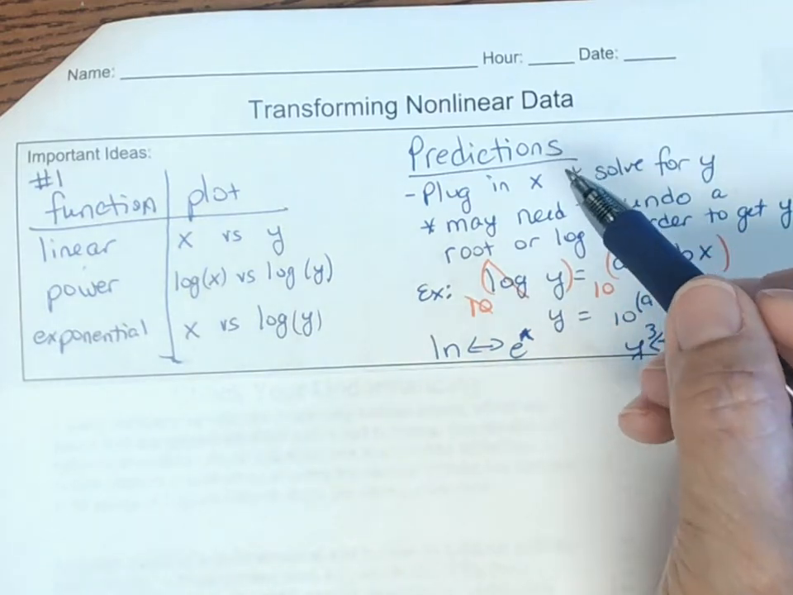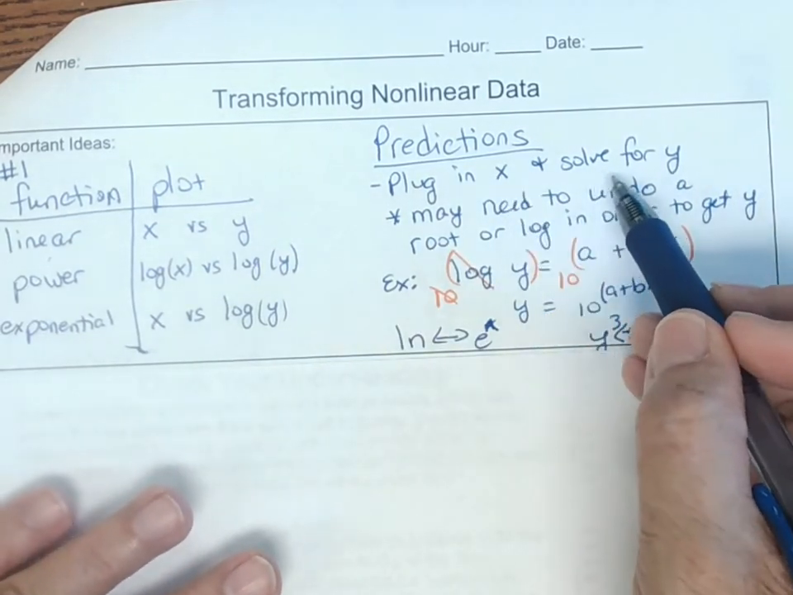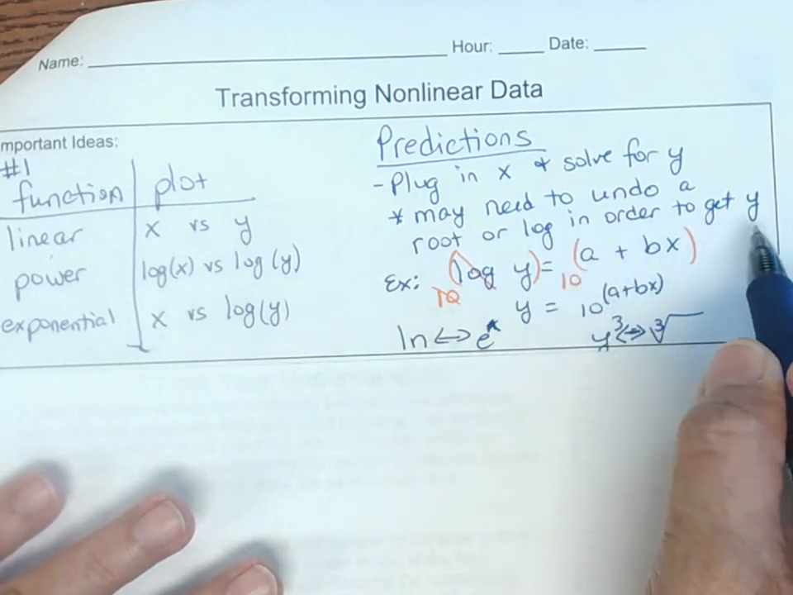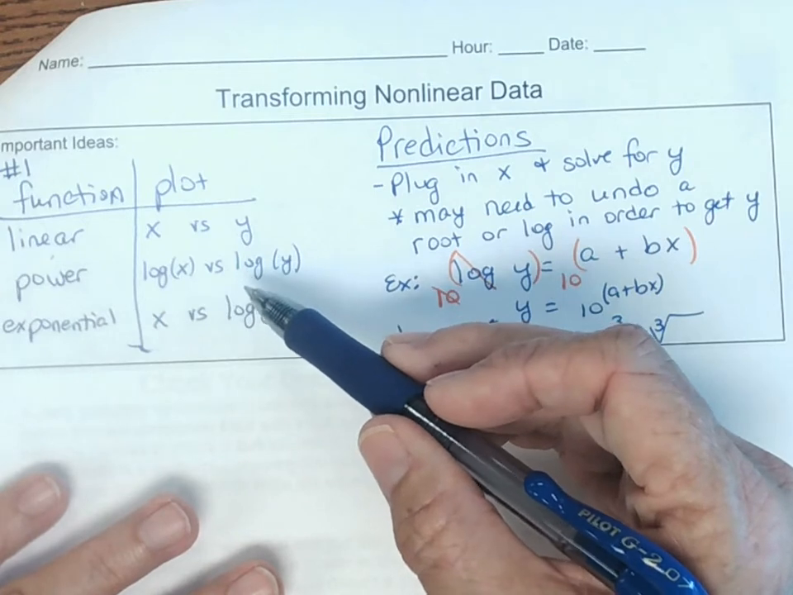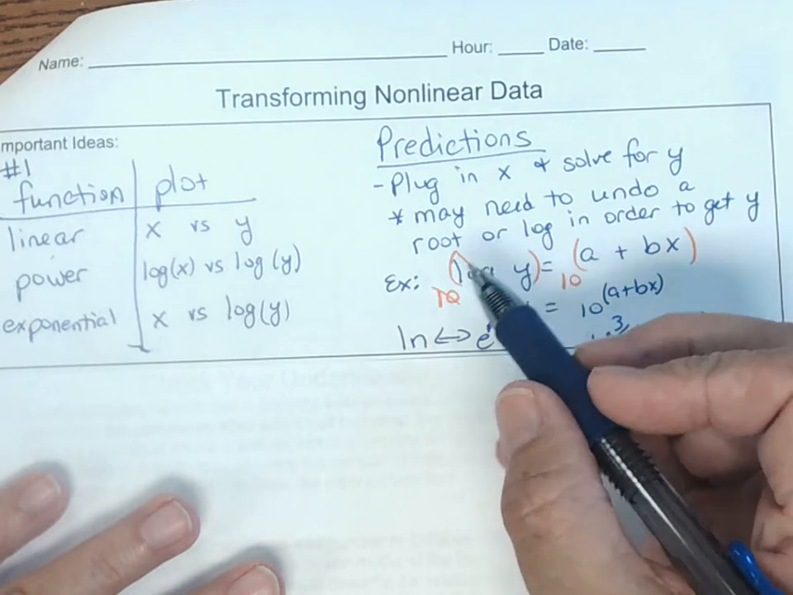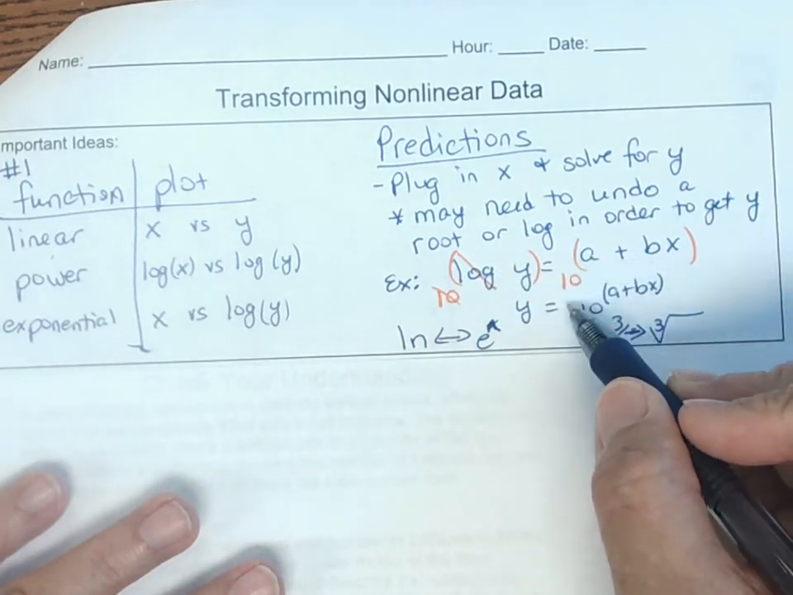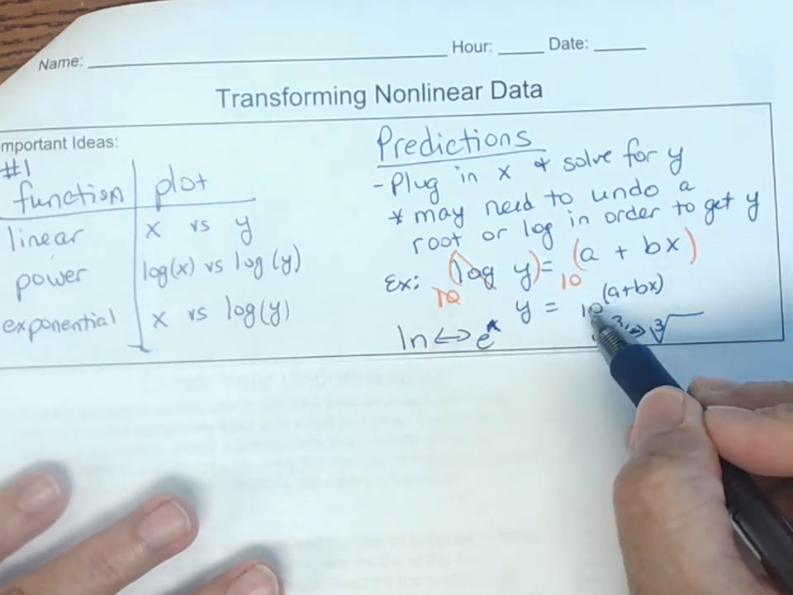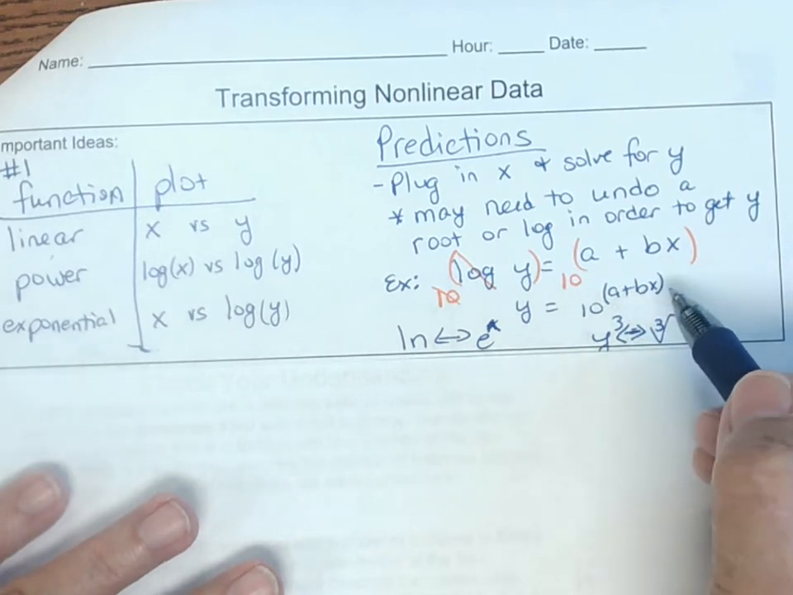Now our predictions. To make a prediction when we have these different types, we take our x value and plug it in to solve for y. But we may need to undo a root or a log in order to get y. So if it's a power function, we'll have to undo a root. If it was exponential, we'll have to undo a log. And remember, to undo a log, we're going to take 10 raised to that log on both sides of the equation. When we do that, we end up with the simple value of y on the left equals 10 raised to the power of a plus b times x.